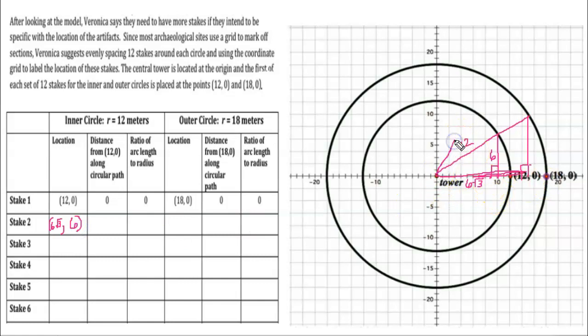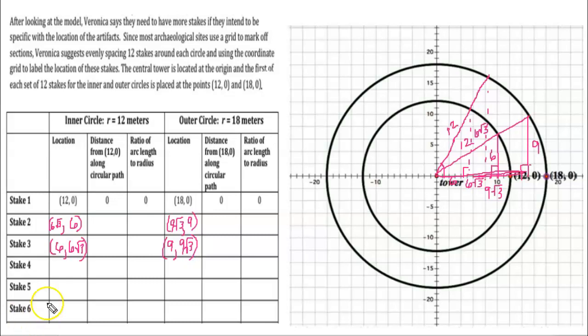And for the third stake, stake number 3, that's that 60-degree angle. Again, if our radius is 12, the shorter side is 6, and the longer side is 6 square roots of 3. So its point is going to be 6, 6 square roots of 3. We can do the same thing for the 18-foot circle. So if the radius is 18, the smaller side is 9, and the longer side is 9 square roots of 3. So we're going to get 9 square roots of 3, 9, and 9, 9 square roots of 3.